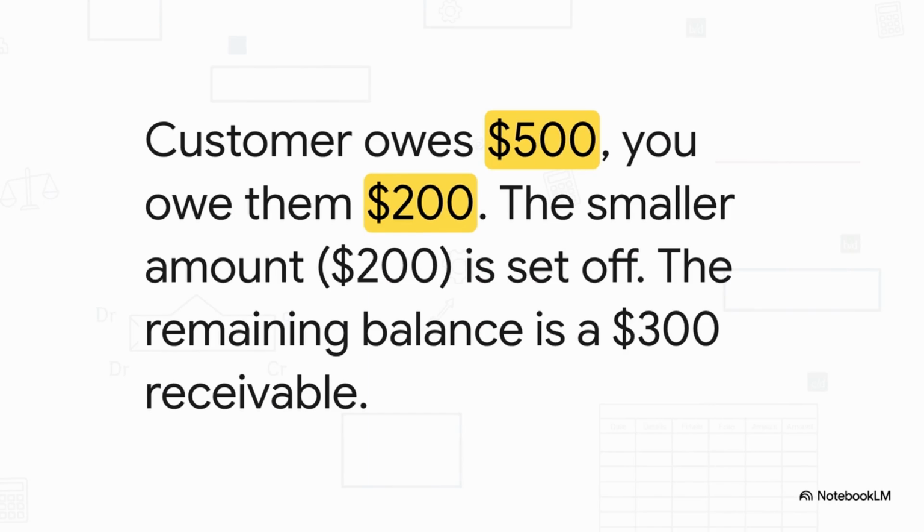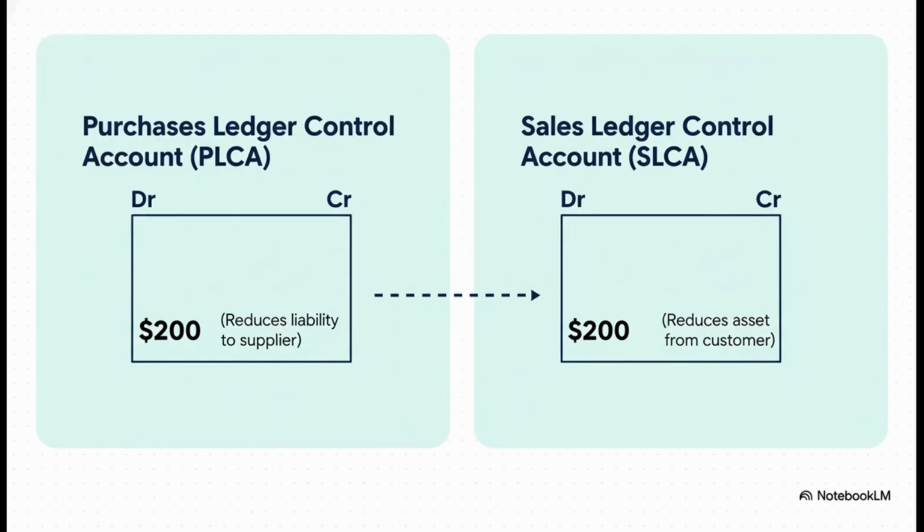What this does is neatly reduce both our receivables and our payables. Let's use a quick example to make this crystal clear. Say our customer, A. Smith, owes us $500, but at the same time, we buy supplies from them, and we owe them $200. Instead of us both sending checks in the mail, we can do a contra entry. We take the smaller amount, the $200, and we set it off. This completely wipes out our debt to them, and it reduces their debt to us, leaving just a simple $300 balance that they still owe. Much cleaner.